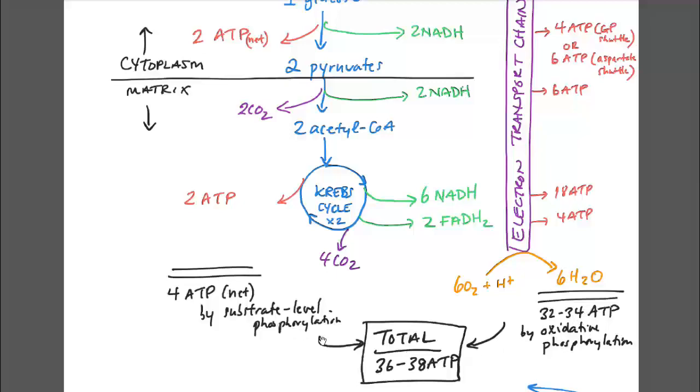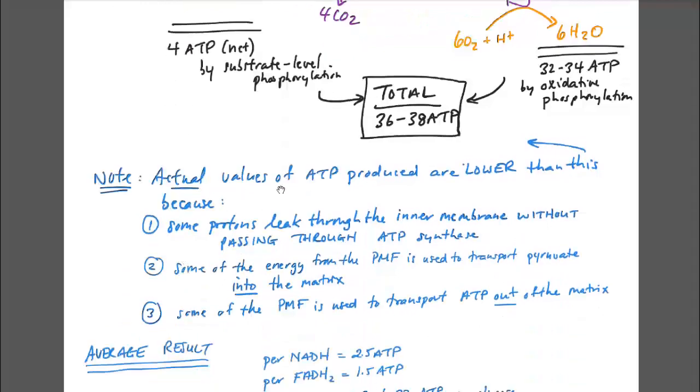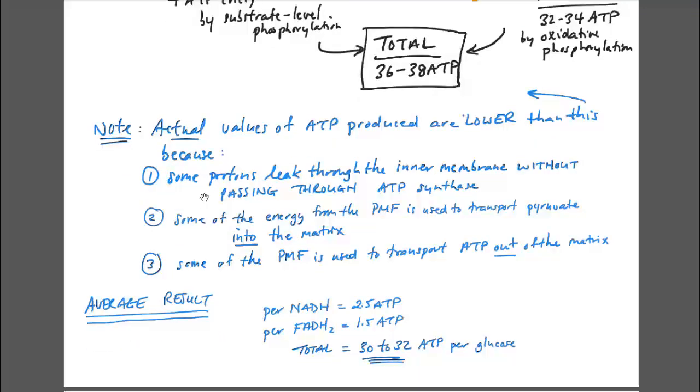So then as a total from 1 glucose, I should get 36 to 38 ATP. The problem is that I don't actually get 36 to 38 ATP. The actual values of ATP produced are actually lower than this per glucose. And there are 3 reasons I'd like you to memorize. The first is that some protons leak through the inner membrane without passing through ATP synthase.